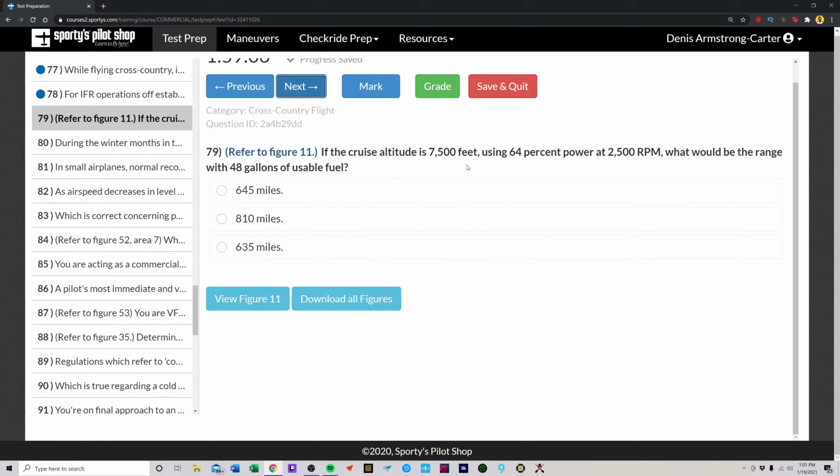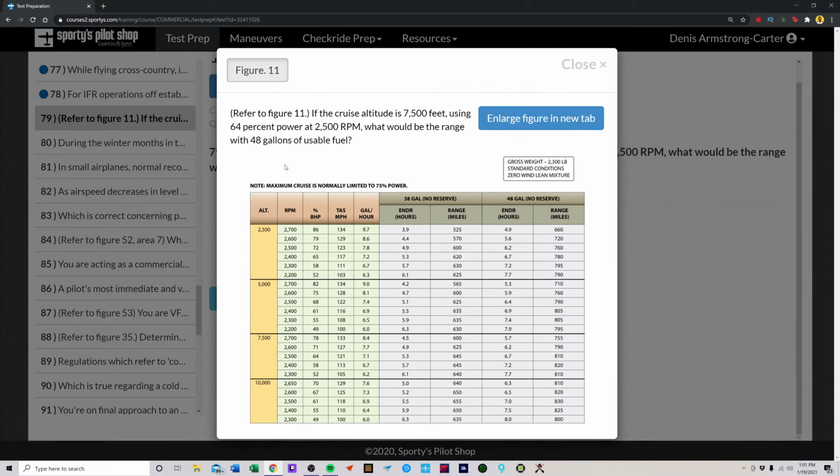If the cruise altitude is 7,500 feet using 64% power at 2,500 RPM, what is the range? Oh God. All right. If the cruise altitude is 7,500 feet using 64% power, so 7,500, all right. Let's see, our RPMs are 2,500. 25, all right.